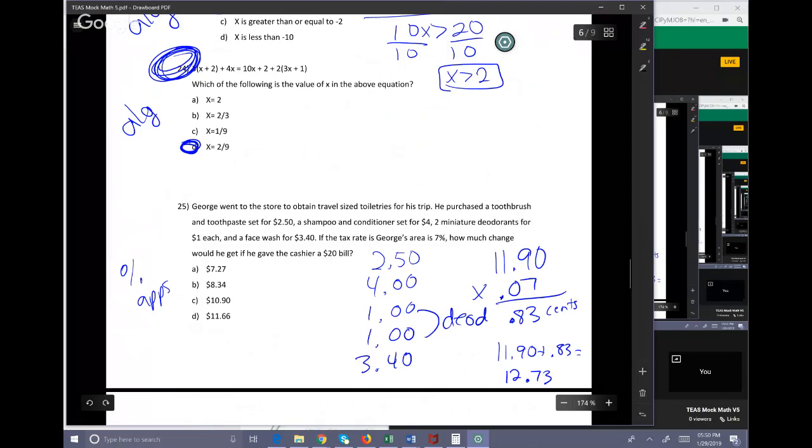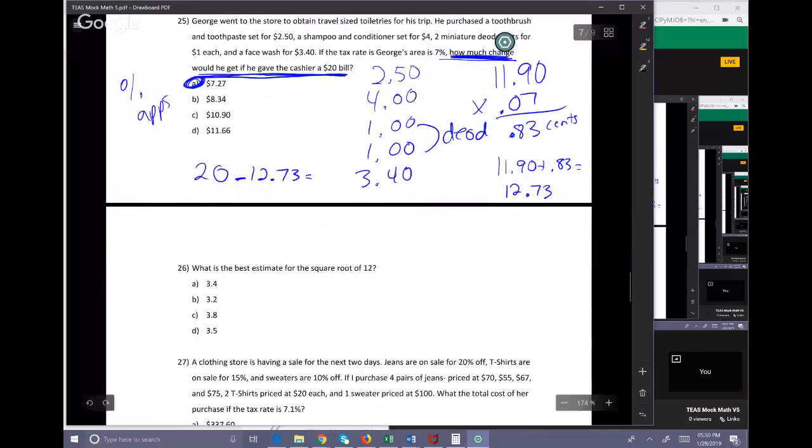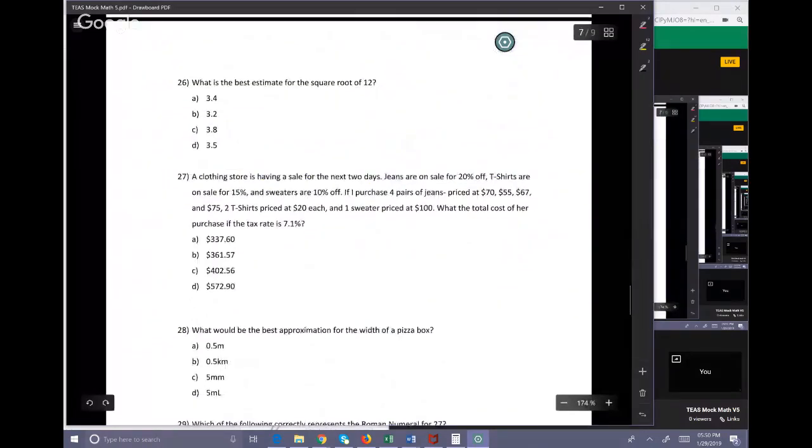That's not the question. The question is, how much change would he get if he gave the cashier a 20? So there's one more step, which is to take 20 minus 12.73, and you'll find out that the change back would be $7.27. If you missed that one, it was probably a matter of organization, forgetting a component of the shopping list, or an oversight of what the answer was supposed to be, which is the change back from a $20 bill.